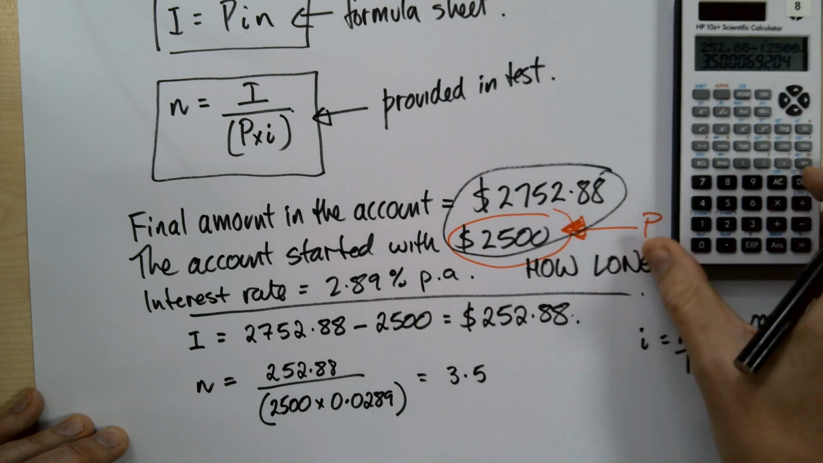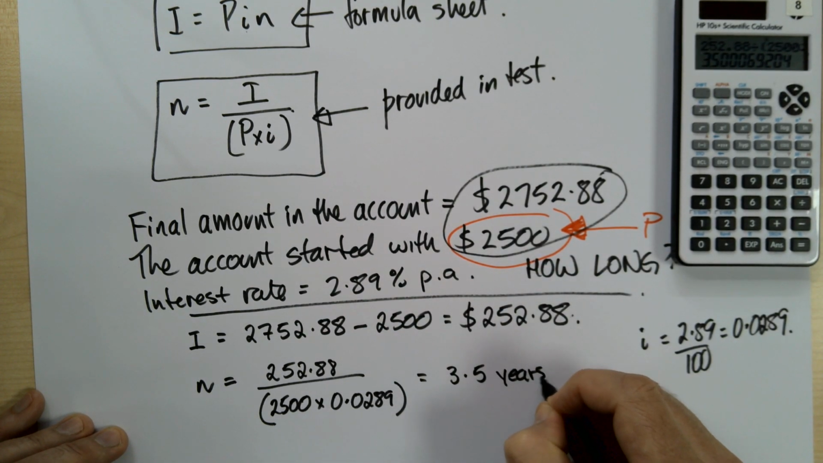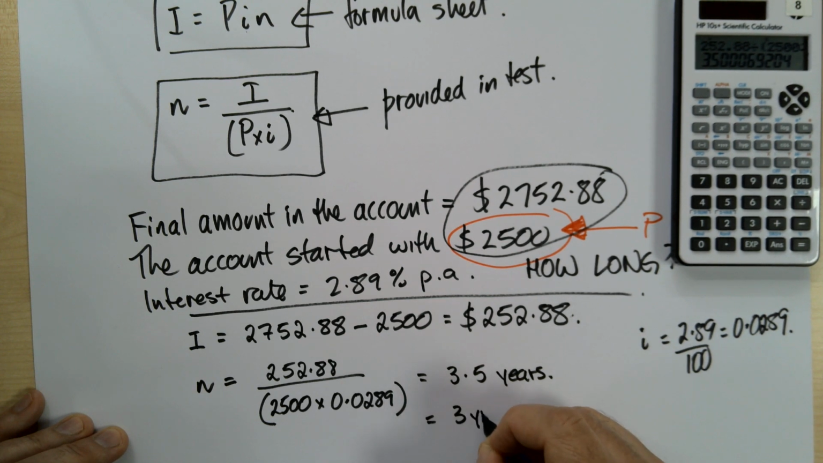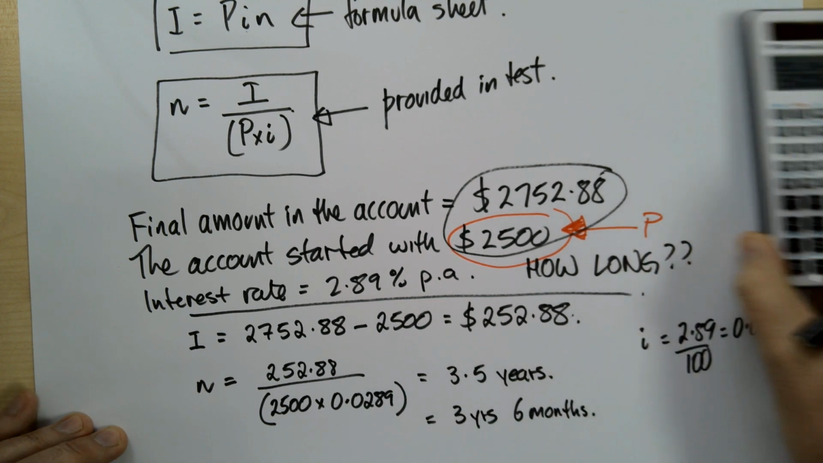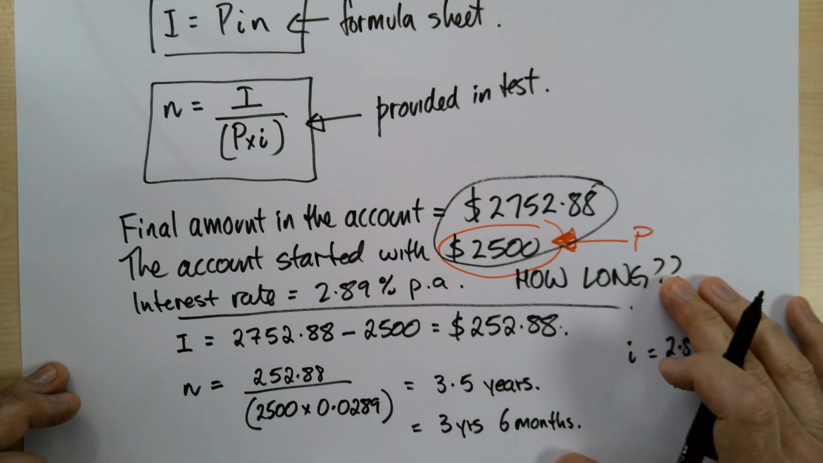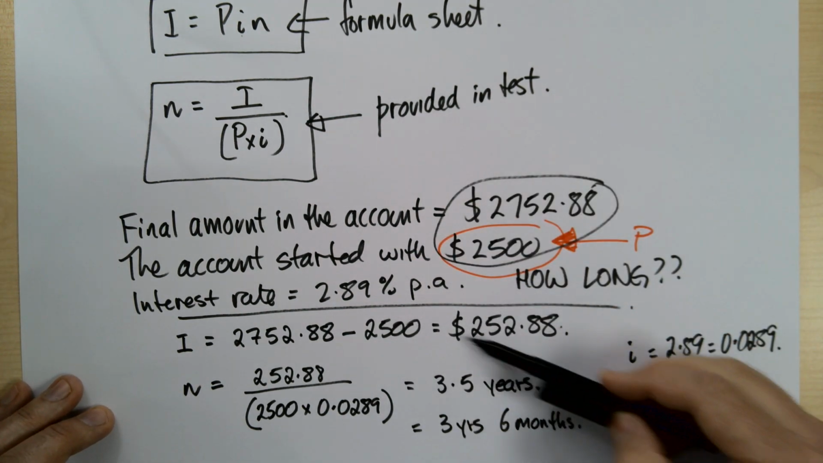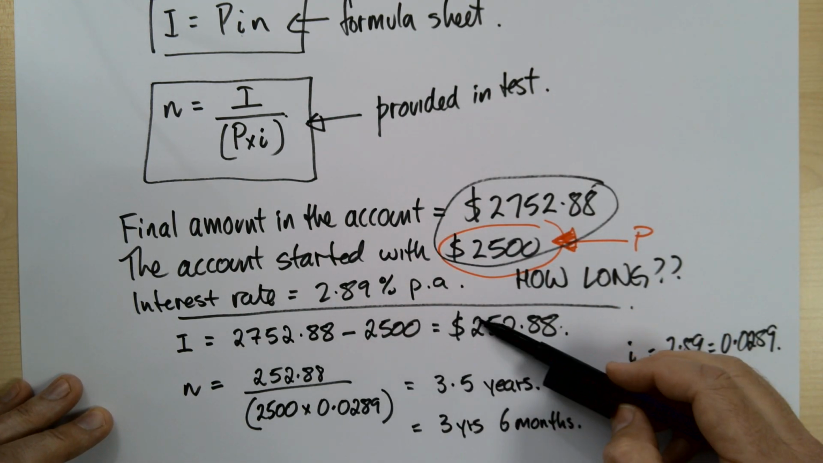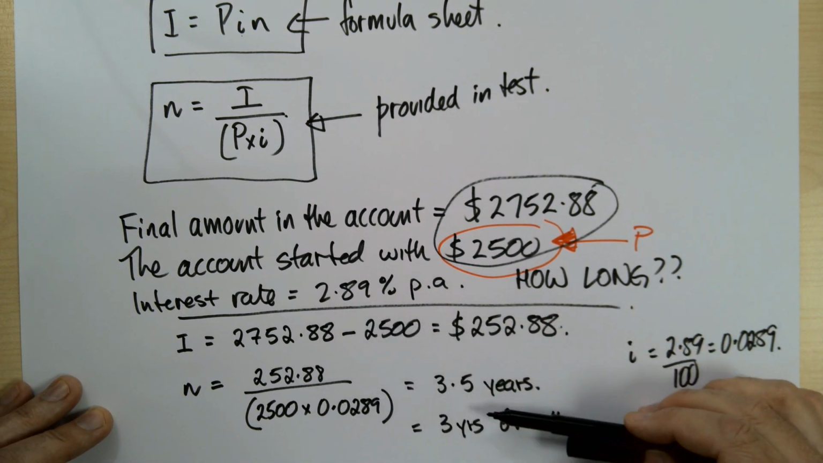Now, hang on, what does that mean? This is years. That's 3.5 years, which is 3 years and 6 months. I'm telling you now, I rigged this question. I went and did all this to figure out the interest first, so I knew it was going to be 3.5 because I rigged it to be that way.